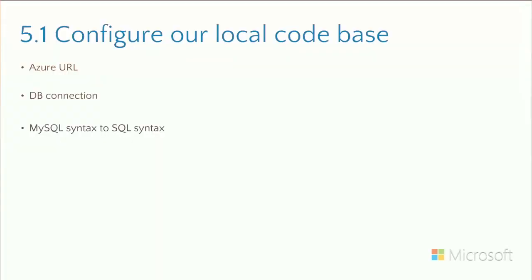So in order to configure our local code base, as we already talked about, we need to take care of the Azure URL that we are provided with. We need to connect to our database. We need to convert some syntax. And also the last thing that we need to do, since we have the connection to our database, is actually create the tables inside of our database, because we never have actually done that. But there's some nice, good code that we can use that will run a script that will do that for us.